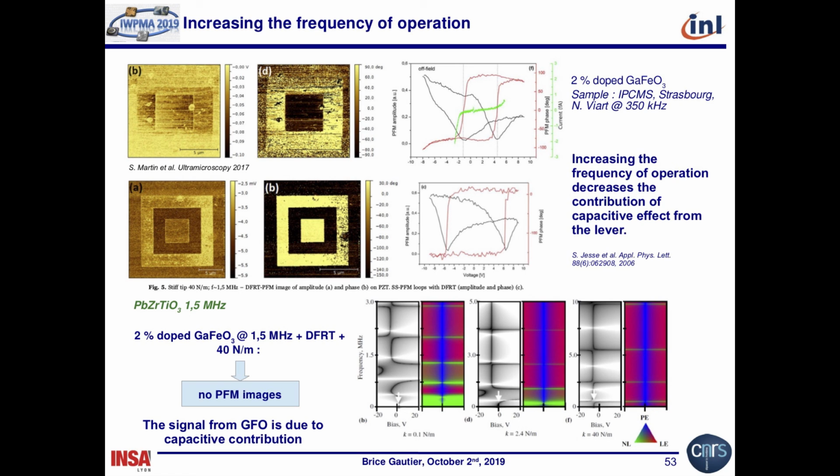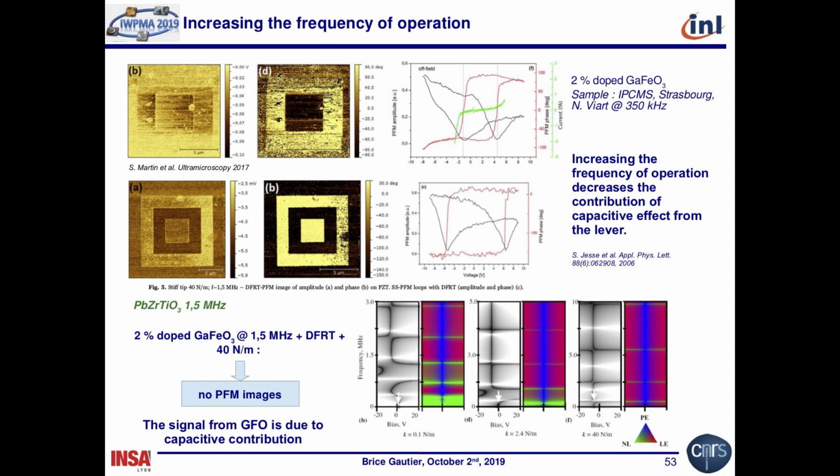You can see from this graph that the electrostatic interaction is active in the green parts. So if you increase the frequency, this is the frequency there, you just keep the electromechanical action that you want to measure. For example, if you have these nice PFM images and hysteresis loops on gallium ferrite there, increase the frequency of operation and you have nothing on the image, nothing at all. So what you see on this gallium ferrite is charge injection.